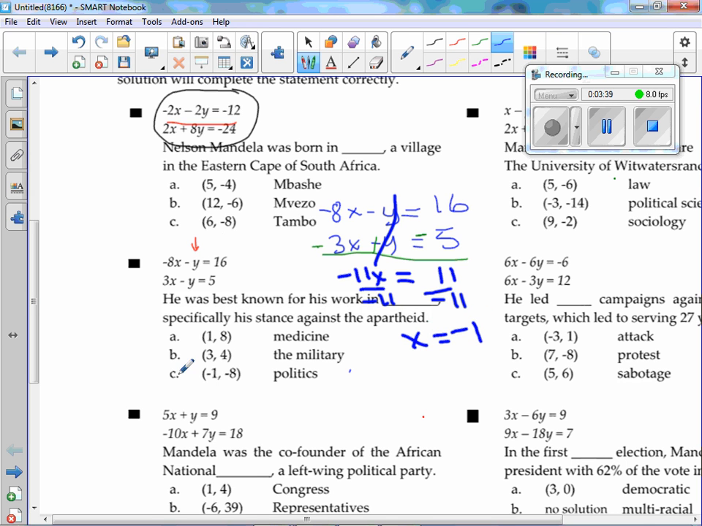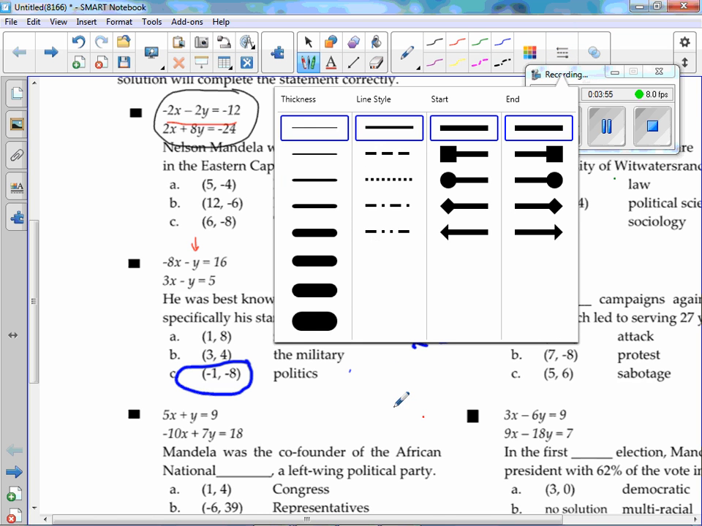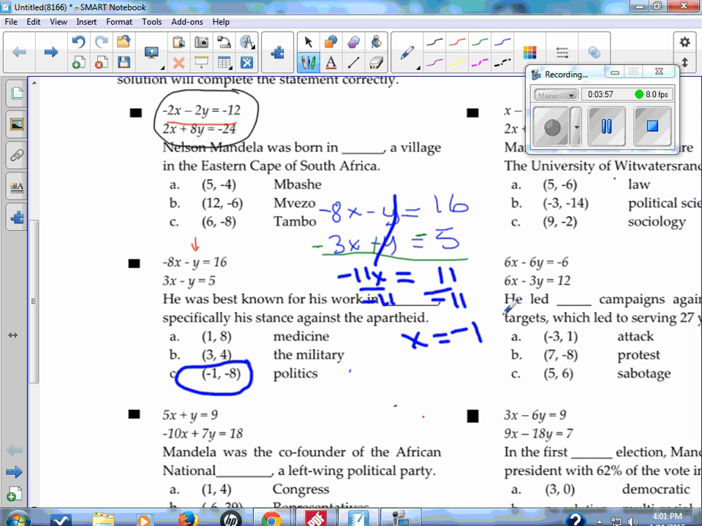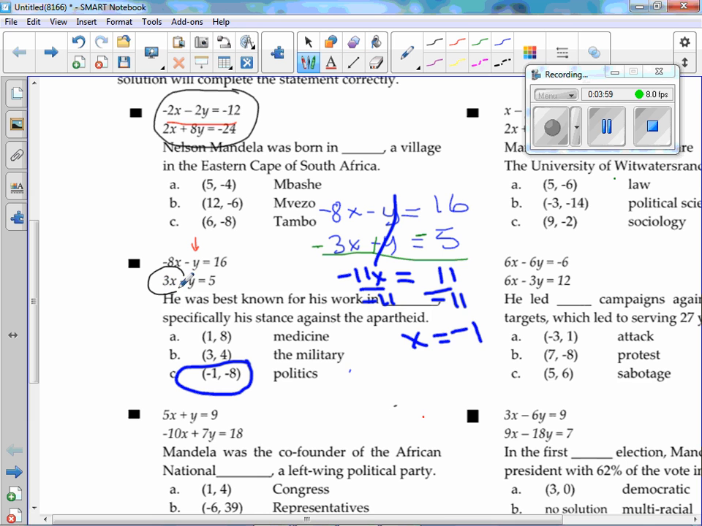So we can sort of stop there. If you look at C, that's the only one that says negative 1. But I'm sure you all want to go and plug it in to make sure. So why don't we just do that? Why don't we just go and plug it in and see if it works? So if x is negative 1, I'm going to put in 3 times negative 1, which will give you a negative 3 minus y equals 5.